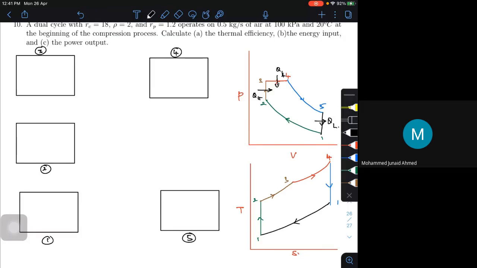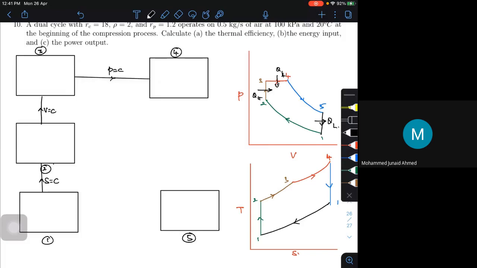So 1 to 2 is an isentropic compression process. That's why S is equal to constant, or PV to the power of gamma is equal to constant. Then for 2 to 3, volume is equal to constant. Then from 3 to 4, it is constant pressure, so P is equal to constant.